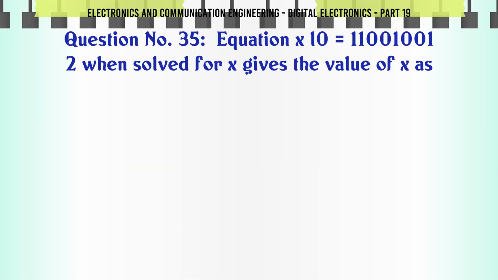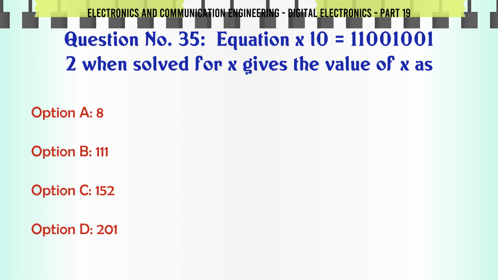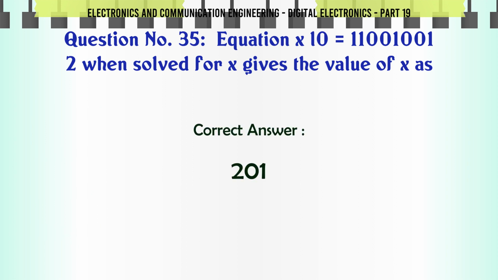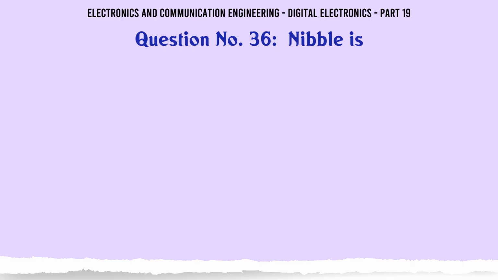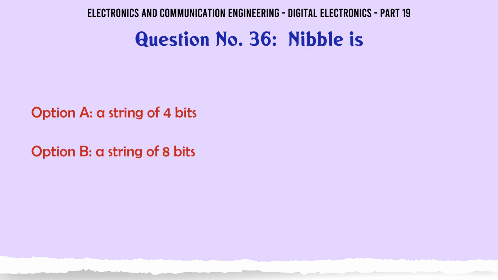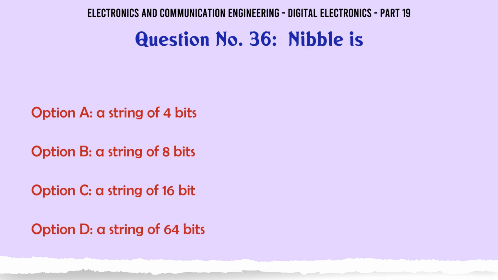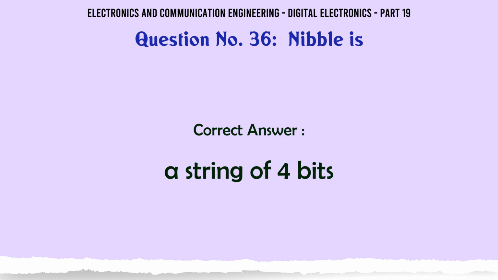The equation (X)_L = (011001001)_2, when solved for X, gives the value of X as: A. 8, B. 111, C. 152, D. 201. The correct answer is 201. Nibble is: A. a string of 4 bits, B. a string of 8 bits, C. a string of 16 bits, D. a string of 64 bits. The correct answer is a string of 4 bits.